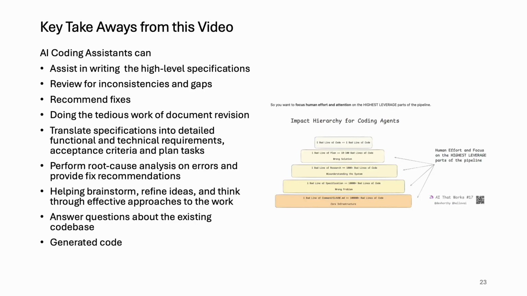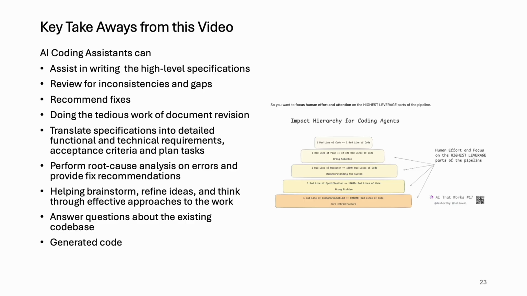If you take away just two things from this video, let them be these. First, AI coding assistants do far more than just generate code. They help write and refine high-level specifications, spot gaps and inconsistencies, recommend fixes, translate ideas into detailed requirements and plans, analyze errors, and even handle a lot of the tedious document revision work. Code generation is important, but it's only one small piece of the value.